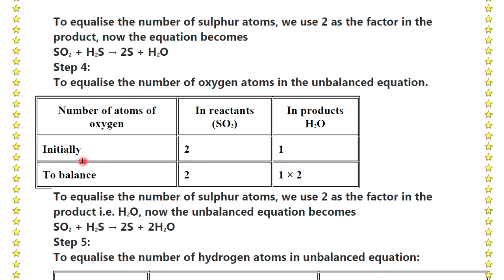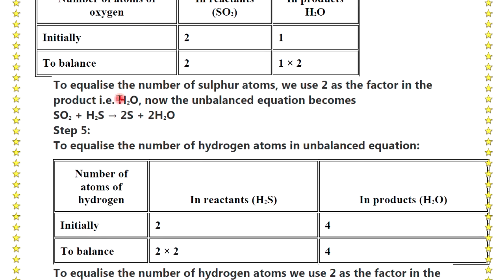Step 4, to equalize the number of oxygen atoms in the unbalanced equation. Number of oxygen atoms initially: in reactants it is 2 and in product it is 1. In the reactant, SO2 has 2, and in the product, water has 1 into 2. To equalize the number of oxygen atoms, we use 2 as the factor in the product, that is H2O. Now the equation becomes SO2 plus H2S gives rise to 2S plus 2H2O.